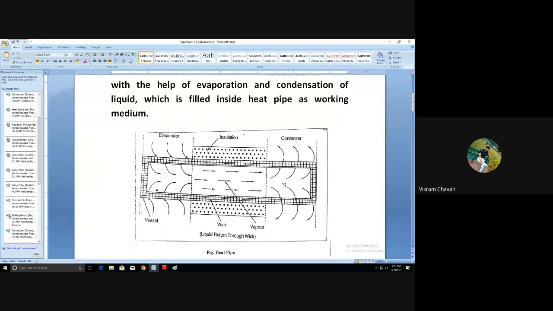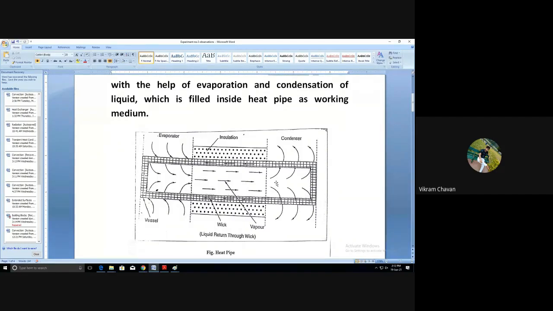When it reaches the condenser section, it is placed where the heat sink is present. In computer PCs, a fan is provided as a heat sink, which will remove the heat from the condenser section. This condenser section is placed at the heat sink location. Means what?